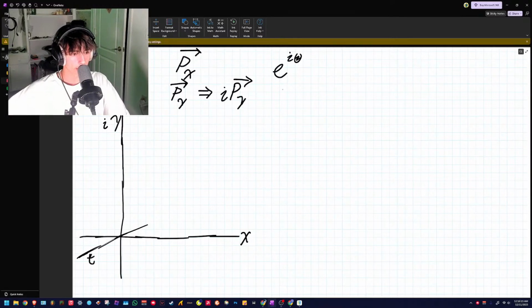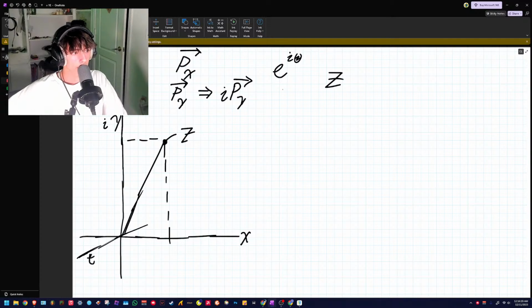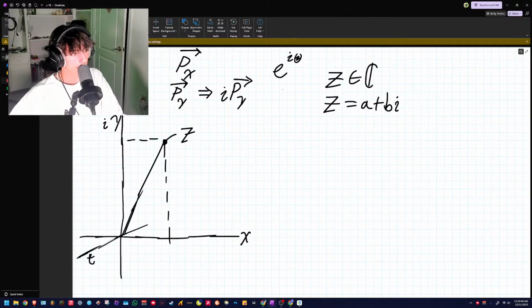So this point right here is z. Z is a complex number. There it is, z is a complex number, which means z can be rewritten as a plus bi, which is a real part and an imaginary part. Or it can also be represented as r times e to the i theta.